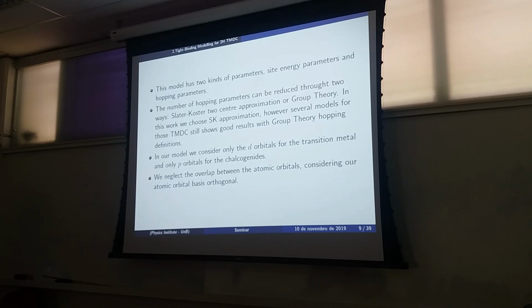Basically, you build your model using those parameters, and you can reduce the number of parameters because you don't want a model with, I don't know, 200 parameters. You can fit everything with 200 parameters, so you can lose the physical intuition of the model. So you reduce the parameters, or you can use the Slater-Koster two-center approximation from a paper from 1954. Very old, but still works.